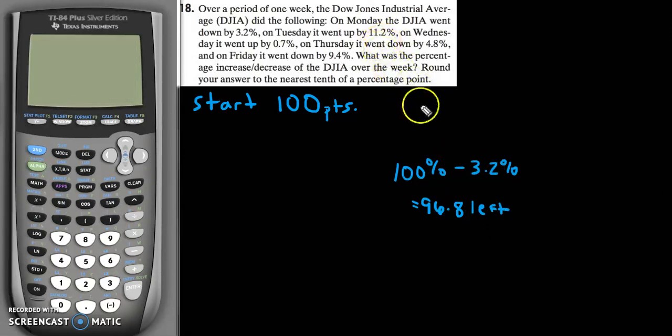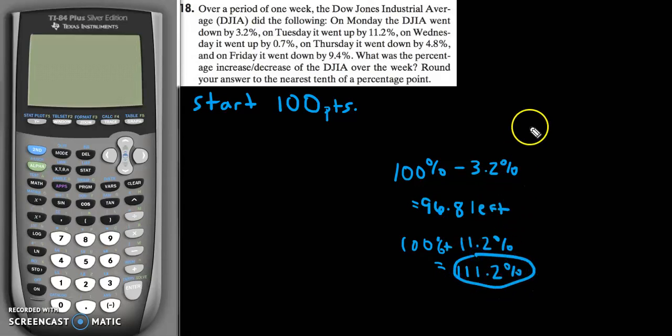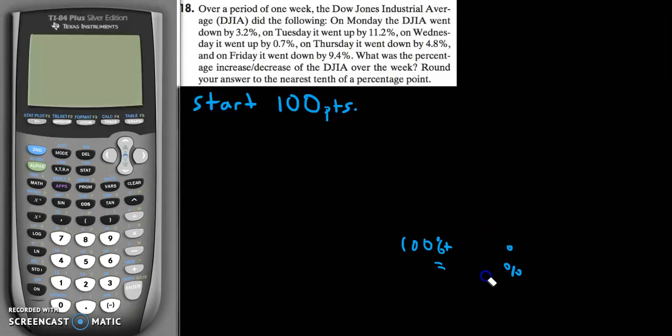Same thing, if something goes up by 11.2%, it's worth as much as it used to be, plus another 11.2%. And so it's now worth 111.2% of what it used to be. So if we keep using these actual percentages, it will shorten it because everything doesn't become a two-step problem then. You don't have to figure out what's 3.2% of this and then subtract it off. You can do it all at once.